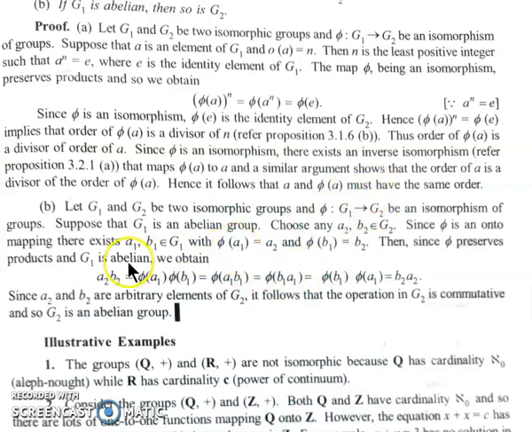So there exist A1, B1 elements of G1 such that phi of A1 equal to A2 and phi of B1 equal to B2. As phi preserves the product, we know that A2 B2 can be written as phi of A1 into phi of B1, which is equal to phi of A1 B1, using phi being an isomorphism, it preserves the product.